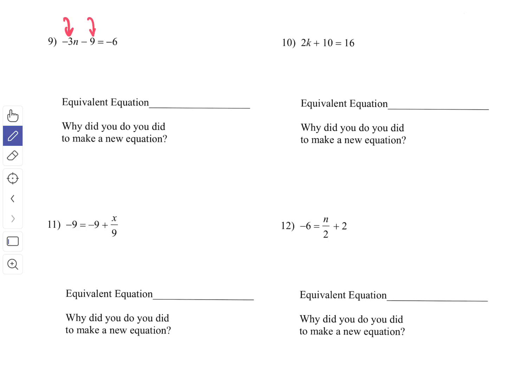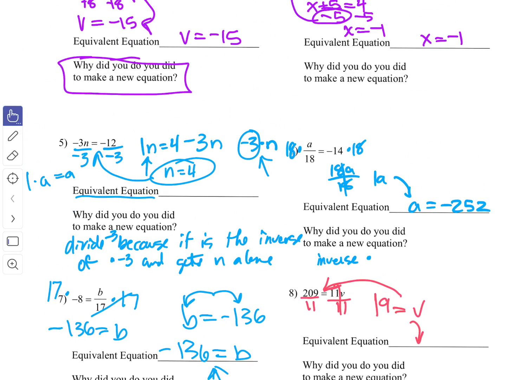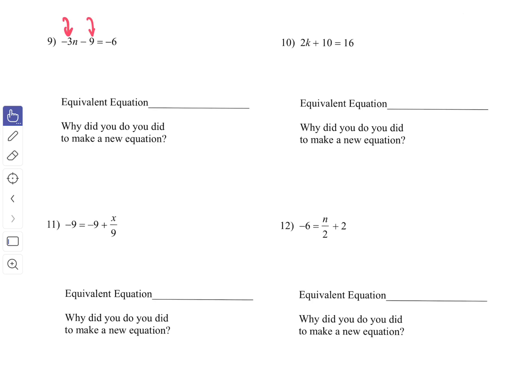Alright, so we're on to the second page, and what you should notice is that now we've got equations that are a little bit more complex, don't we? Okay, but basically these ones on the front, they only took one step to really simplify them.